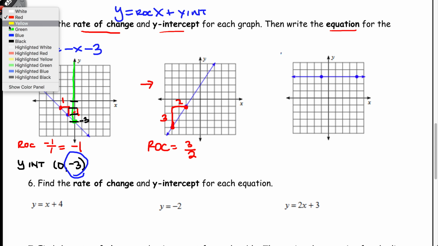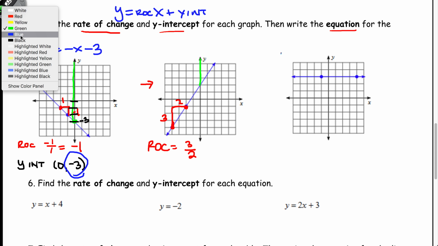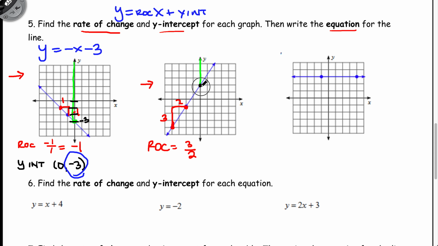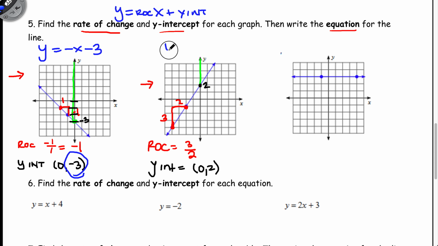All right, let's find that y-intercept. I'm going to go right down this y line. It's hit right there. What point is that? Well, there's 0, 1, and that's 2. So my y-intercept is 0, 2. And it's a positive 2 because it's up in the positive zone. So now I get to go write my equation. I have y equals rate of change, 3 over 2, x plus 2.